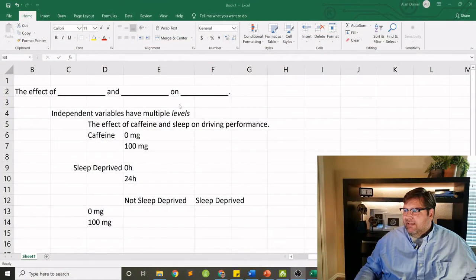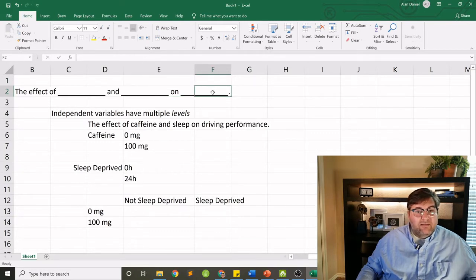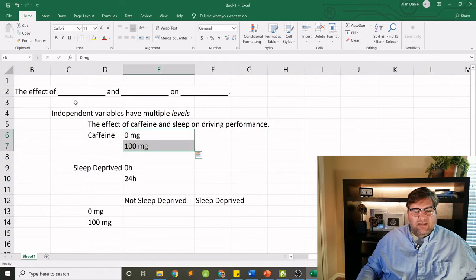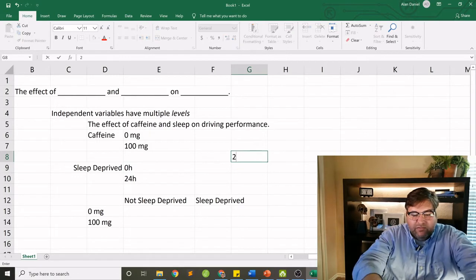Okay, so let me, I've created a little Excel file here just to kind of help us organize things. And I wrote down this sort of rule of thumb. You could think of the effect of blank and blank on blank, where the first 2 blanks are independent variables, and the last blank is your dependent variable, is the thing you're measuring. Right? And so in this case, we have the effect of caffeine and sleep on driving performance. So we're going to have 2 levels of caffeine and 2 levels of sleep to give us a 2 by 2 factorial design.